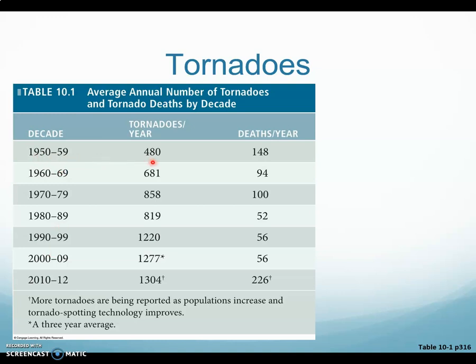They had roughly 480 tornadoes per year. That means that for these 10 years, there was a total of 4,800 tornadoes. So per year, since there were 10 years, that means about 480 tornadoes per year. Likewise, about 1,480 deaths in that decade, so about 148 deaths per year on average.